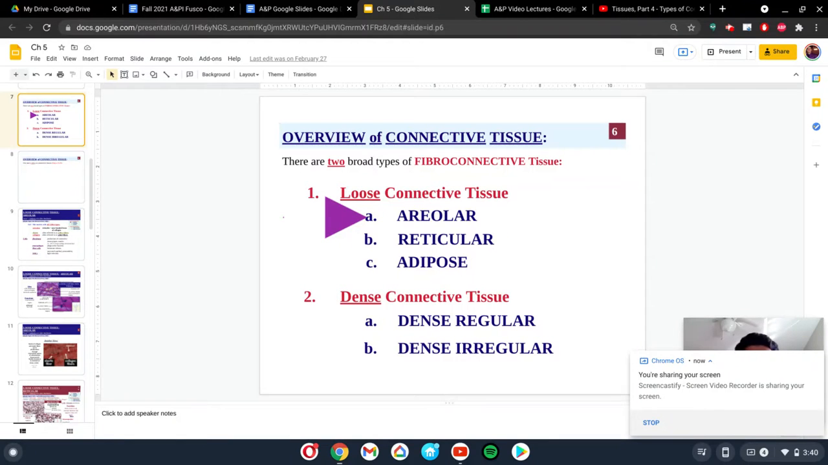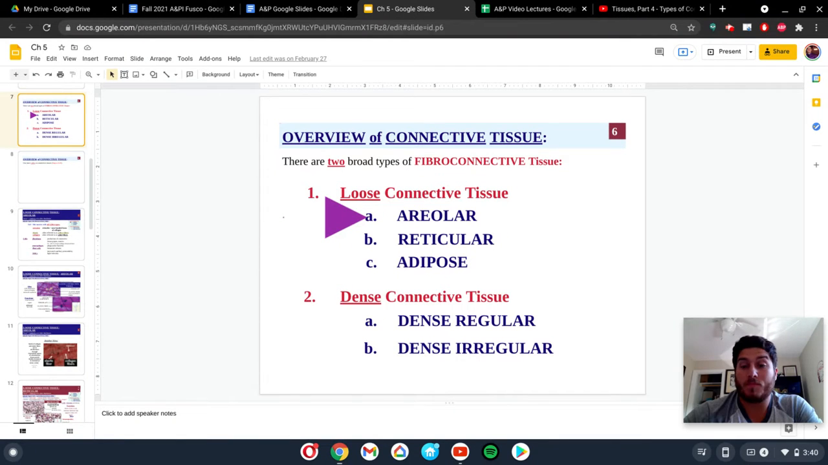Hey everybody. So this next video is going to basically be the intro for the next couple of types of connective tissues. Before we get into that, let's really quickly talk about the fact that there are two broad types of fibroconnective tissues. We can break them down into two categories. Number one, loose connective tissues, and then number two, dense connective tissues.